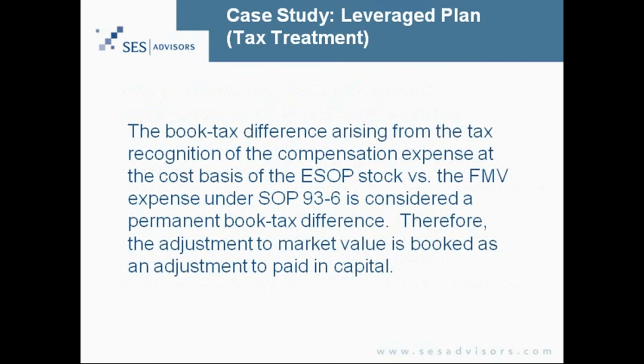So we talked about this already. We want to move through some of these remaining slides quickly so we have time for any questions. Our book tax difference arising from the tax recognition of compensation expense at fair market value is considered permanent. It's an adjustment to paid-in capital.